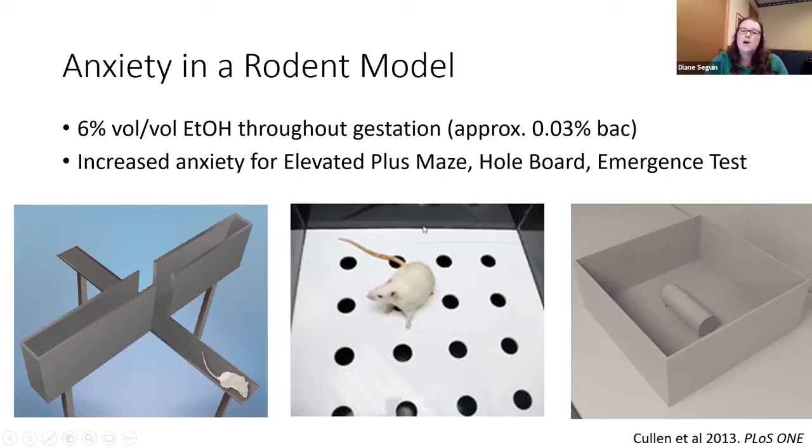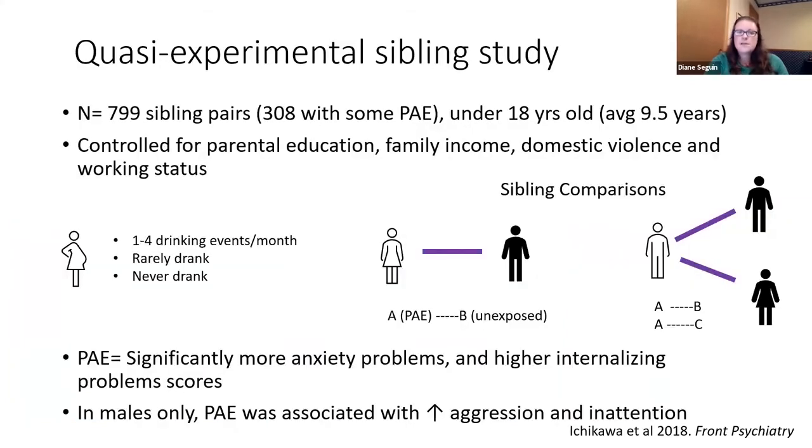So what they found following this moderate dosing regimen is that animals showed higher anxiety in every single paradigm compared to the control animals who had no exposure. And this really supports what we're seeing in human literature.